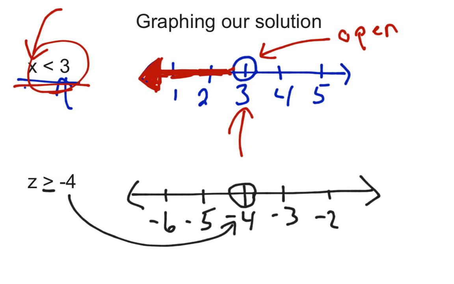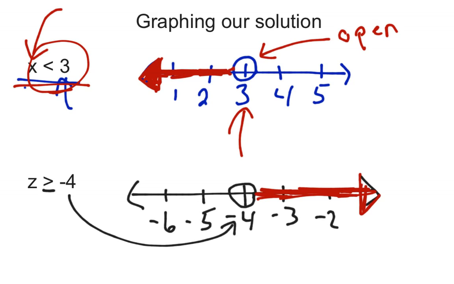This is saying that z can be anything greater than -4. So I'm going to pick the side that has the numbers greater than -4. We're shading in what z can actually be. Well, z can be all of these numbers because these are the ones that are bigger than -4.